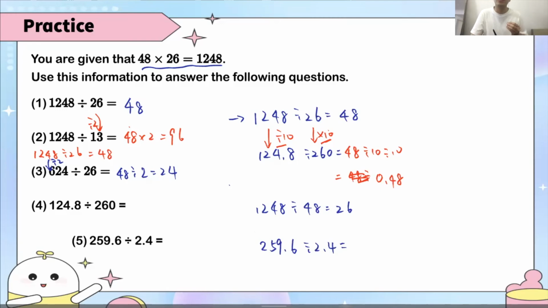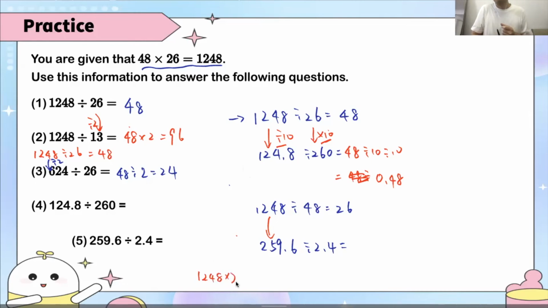Okay, what do we change on the dividend? What do we change on the dividend? Okay, we do know 1248 times 2, it should be 2496. And what is from 1248 to 259.6? Okay, so if you cannot see the change quickly, I can tell you a tricky method.